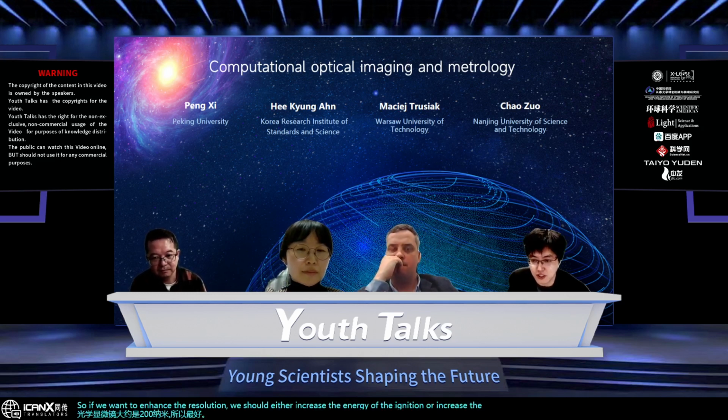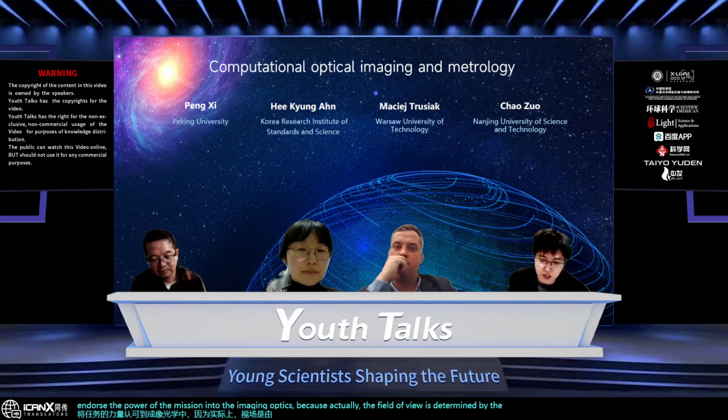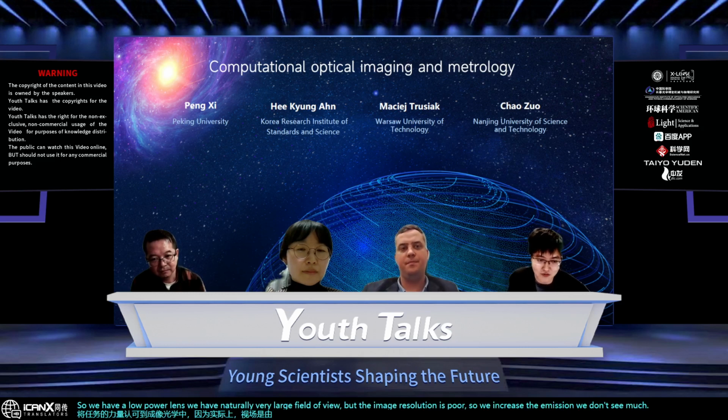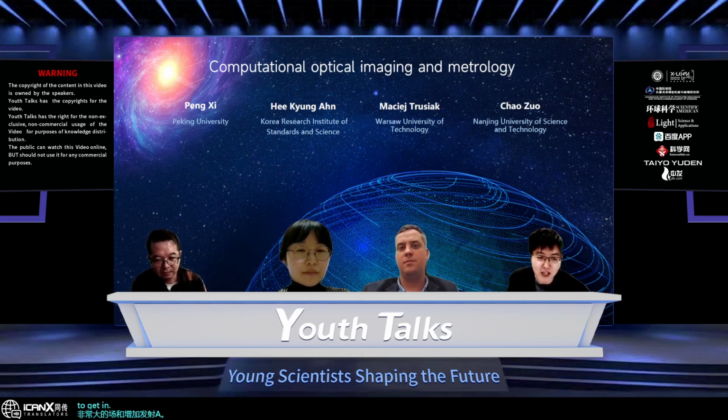We prefer to increase the NA of the illumination to bring more power of the illumination into the imaging optics, because the field of view is determined by the NA of the objective lens. So with a low power lens we naturally have a very large field of view, but the imaging resolution is poor. If we increase the illumination NA, we don't sacrifice the field of view, but we enhance the resolution. As we typically do in Fourier ptychography, we use high NA illumination plus a low NA objective lens to guarantee a very large field of view and get a higher synthetic NA, which is the sum of the illumination NA and the objective NA.